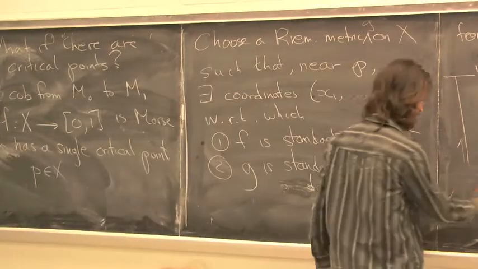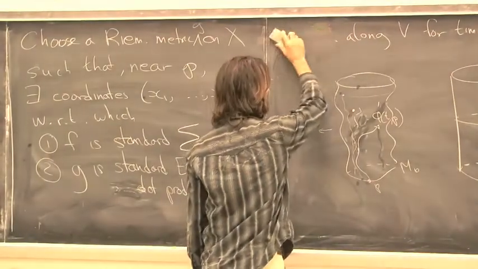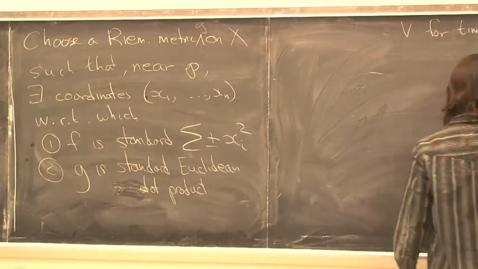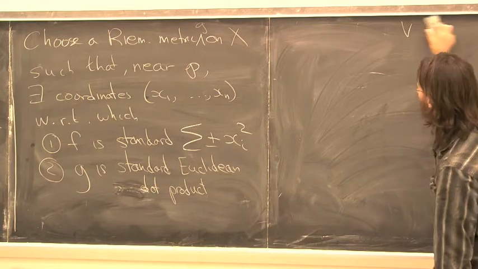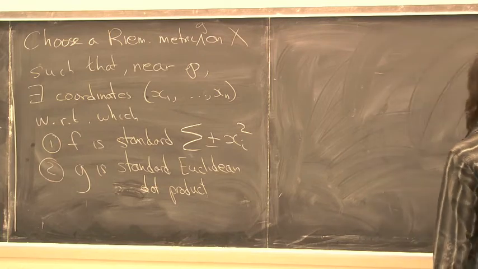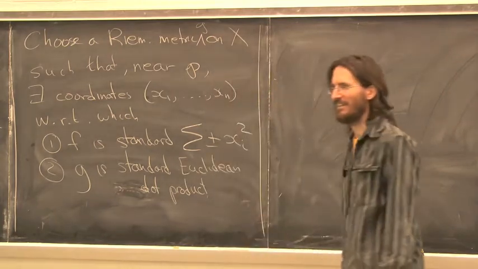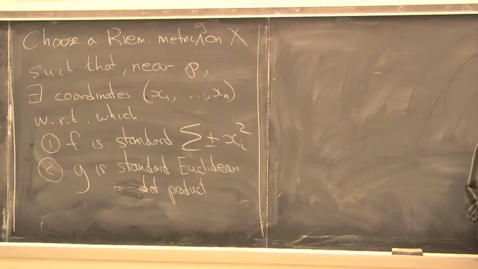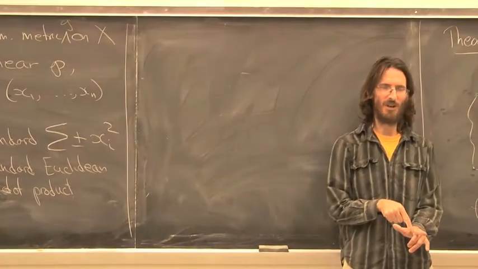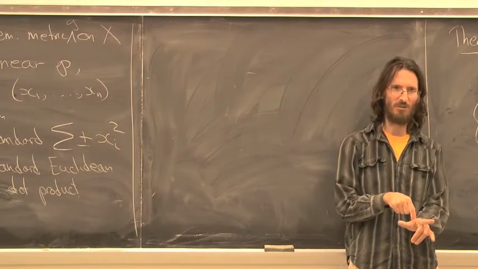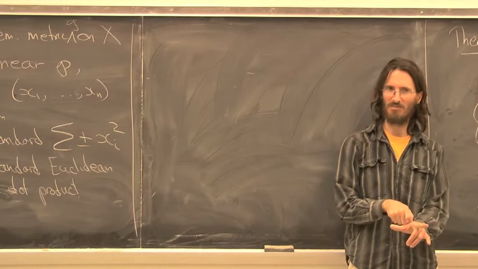In fact, if you've never thought about Riemannian metrics before, you might think, doesn't every Riemannian metric locally look like the standard Euclidean dot product? Well, at a point, it does. So in the tangent space of a single point, you can always find coordinates, because you can diagonalize the matrix, so that it looks like the standard dot product.